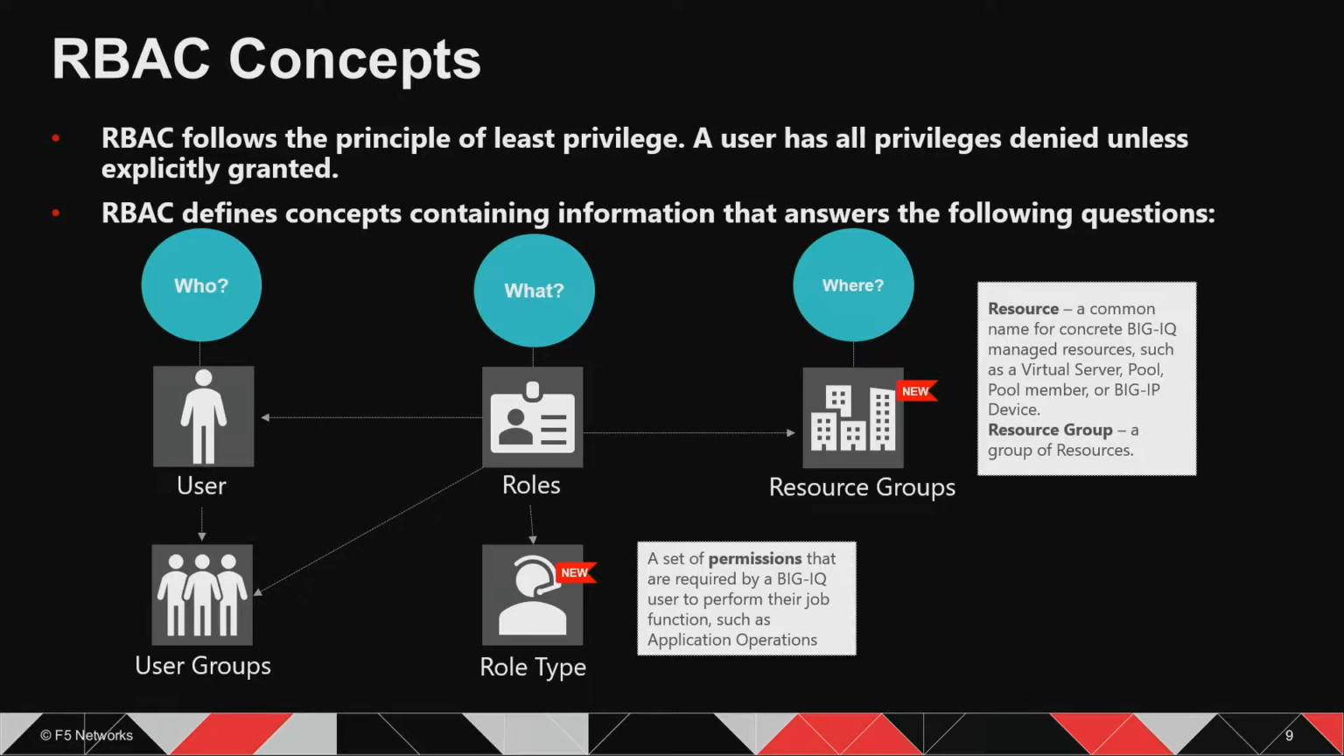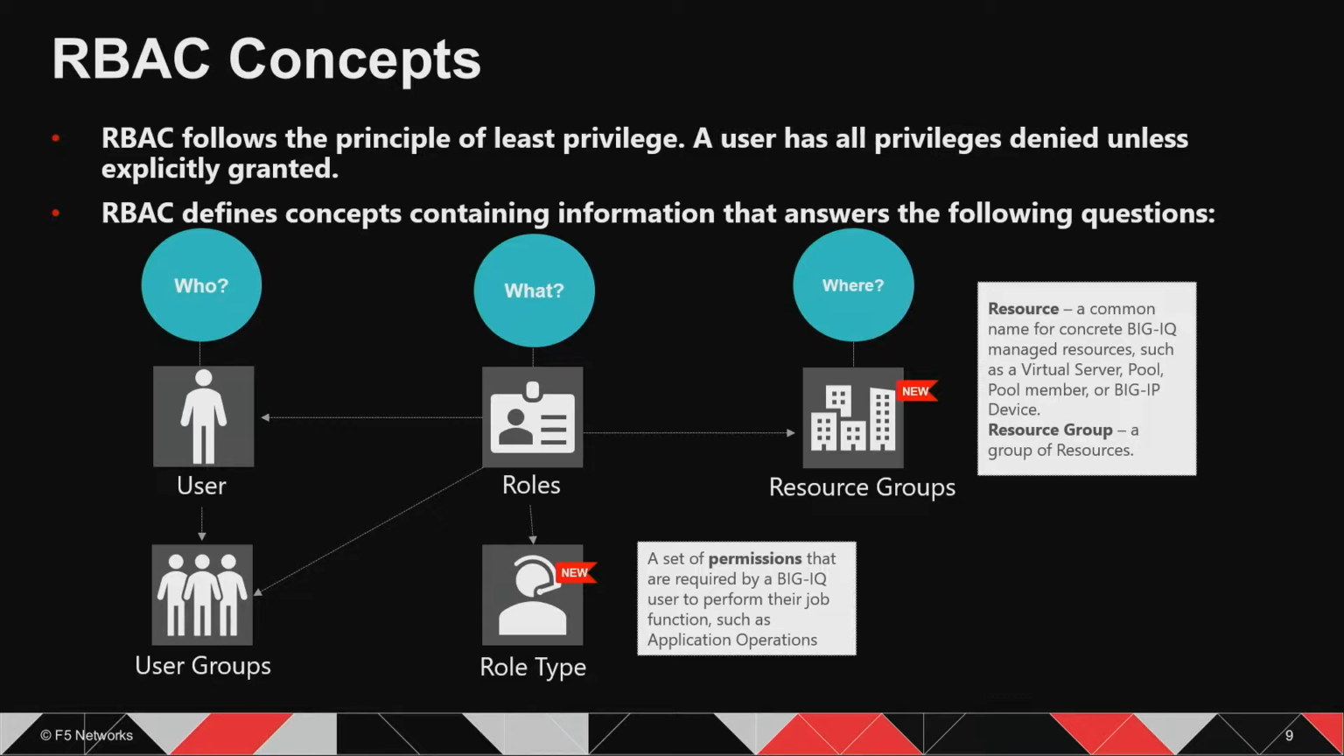So, RBAC concepts. I stole a little bit of my own thunder talking about this earlier, but basically we follow the principle of least privilege. So a user has all of their privileges denied unless they're specifically granted, in this fine-grained object or fine-grained RBAC model. So in our model, we define the concepts containing information to answer the following questions.